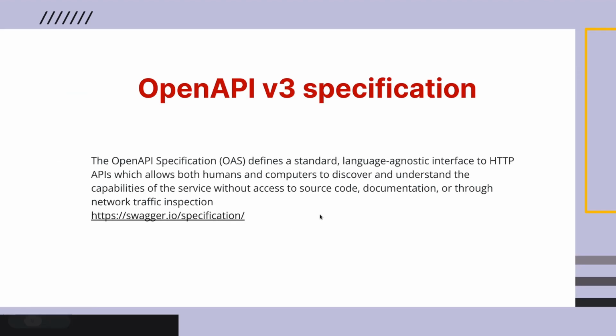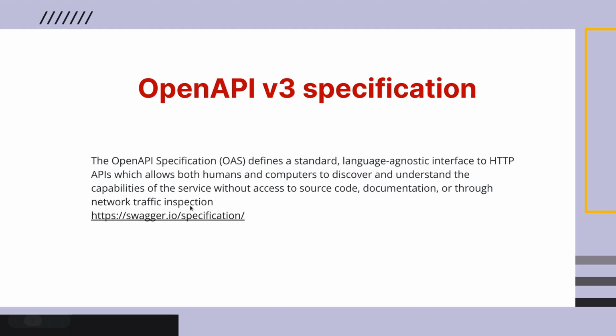What is the OpenAPI specification? According to the documentation, it defines a standard, language-agnostic interface to HTTP APIs, which allows both humans and computers to discover and understand the capabilities of the service without access to source code, documentation, or through network traffic inspection. In other words, it is a way to express our REST APIs in a format which is readable by humans as well as computers, right?